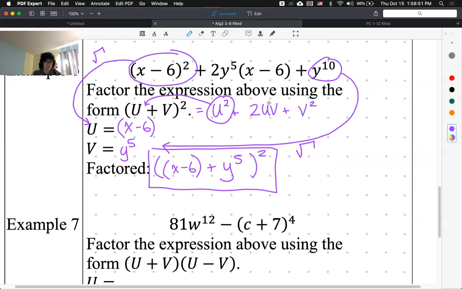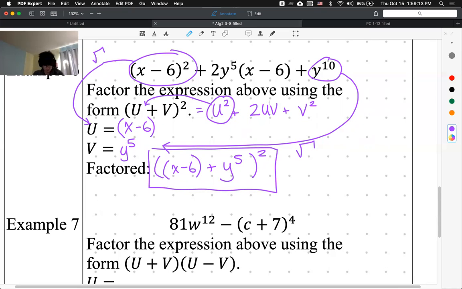To be a perfect square, I need to take the square root of y to the power of 10, take the square root of x minus 6 squared, multiply those two together, and then double it. That should be the middle term, and it is because it told us it is. The middle term is only used to verify that it is a perfect square. But it tells us right here it is a perfect square, so you don't need to do the verification.